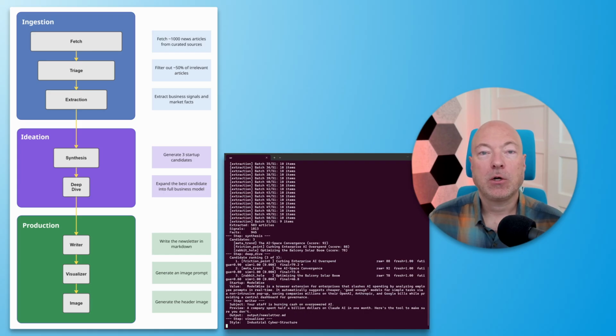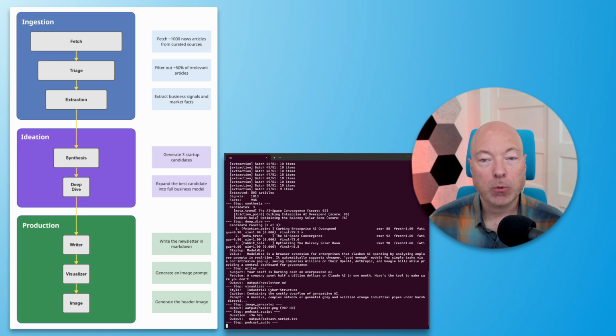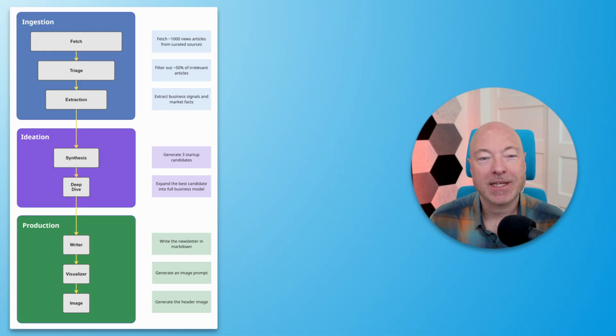All of this is built on a database state-based architecture, so runs are resumable, and you can analyze data across multiple days. It's a real production design, not a throwaway script or anything like that. And it's fairly cheap to run, about $1 a day in API costs.